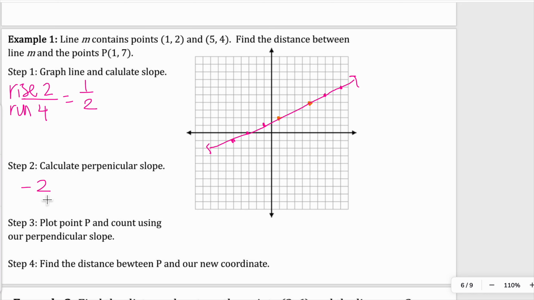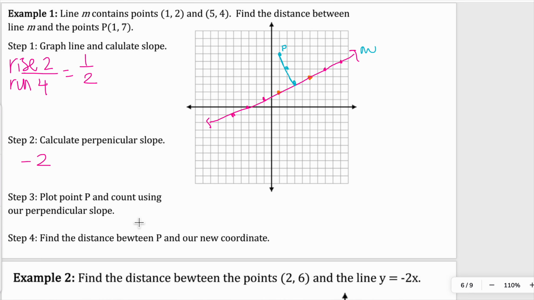So point P is (1, 7). I'm going to do this in a different color. Over 1, up 7. And then to show my perpendicular slope, I would be going down 2 over 1, down 2 over 1. Okay, here's point P. This was line M. So point P is going to be from here to here. So this would be maybe our distance.